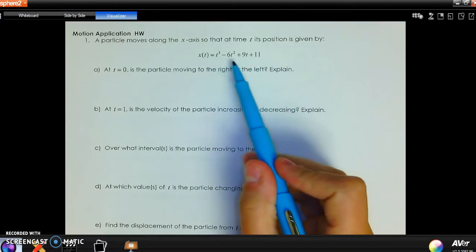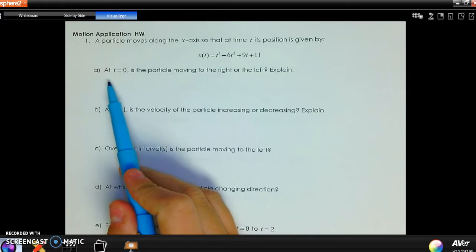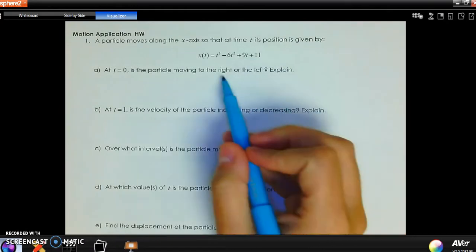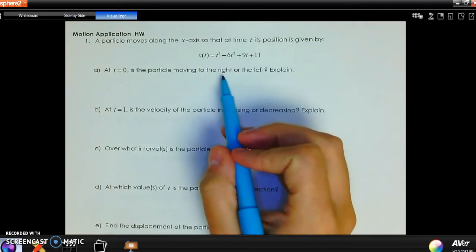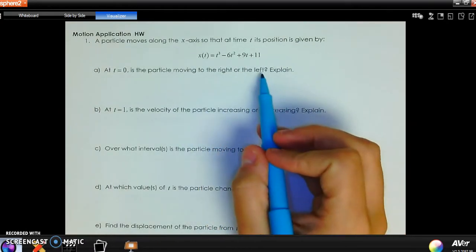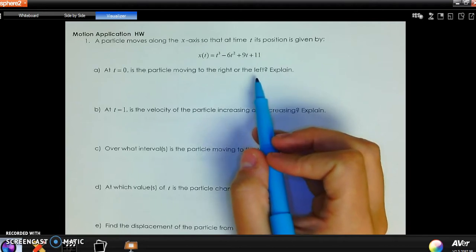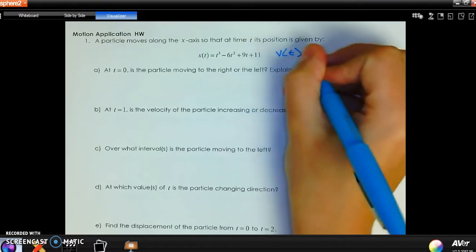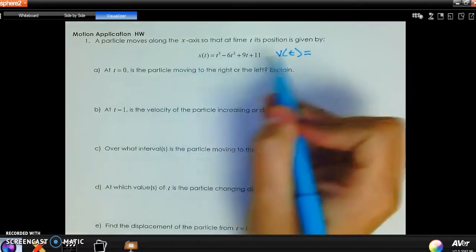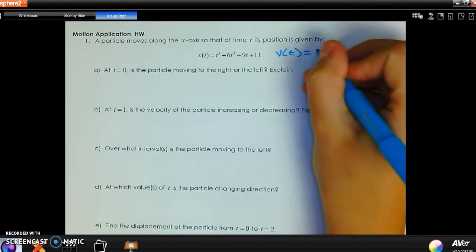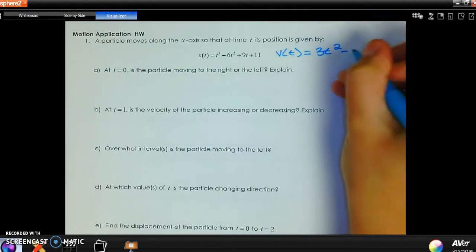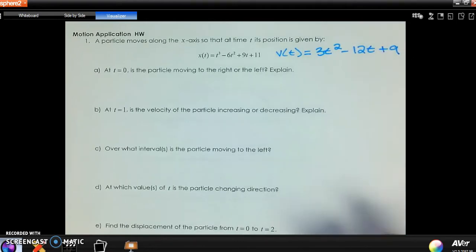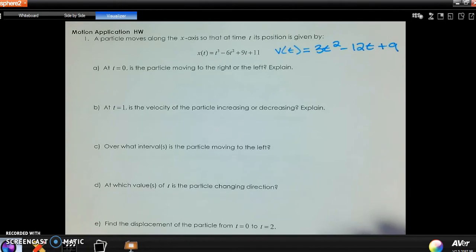So when you start with position, and then it's asking you about if the particle is moving to the right or the left. So we know that the particle is moving to the right when the velocity is positive and moving to the left when the velocity is negative. So we're going to need the velocity. So to go from position to velocity, you take the first derivative. So if this is my position, the derivative of that, aka the velocity, is going to be 3t squared minus 12t plus 9. Okay, so there's my velocity vector.